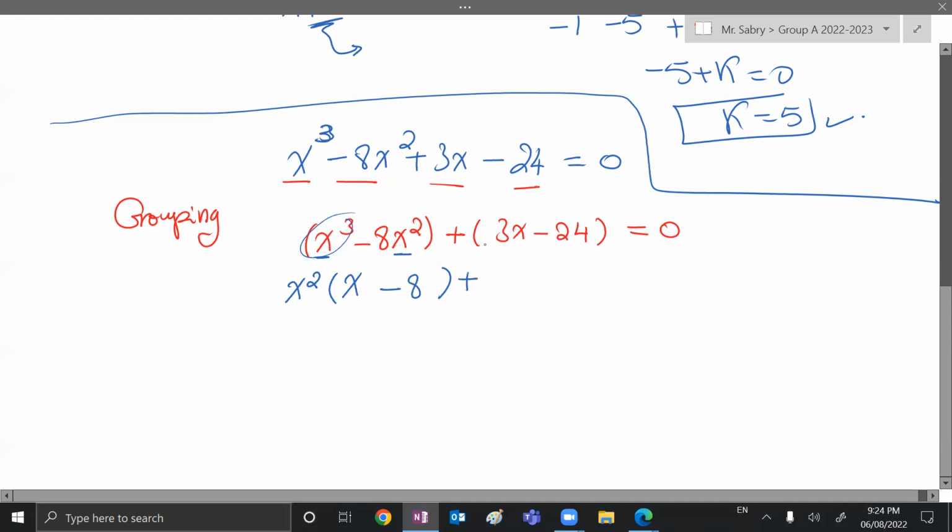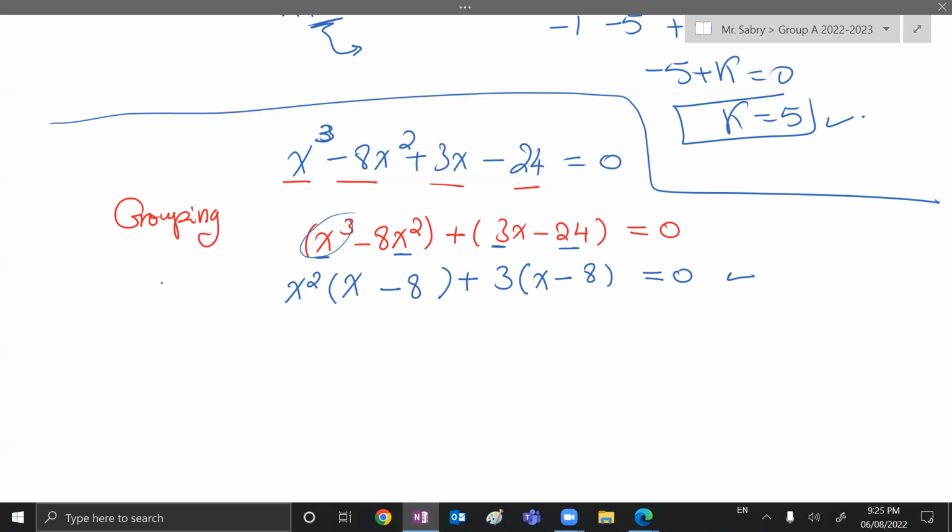Plus. Now for the second one I also want to take a common factor. What's common between the two? The 3. Because I can divide both by 3. If I divide the 3x by 3, x remains. And the 24 divided by 3, not minus 3, gives me 8 as well. The bracket equals 0. Until this step, does anyone have any troubles, any problems? Sure, everyone?